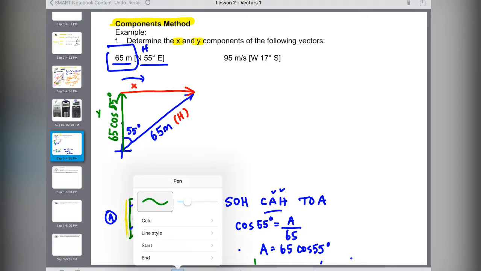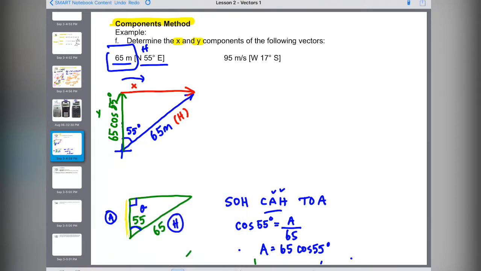If I want anything that is opposite, so if this is the side that I want, this is now the opposite side. Opposite and hypotenuse is my sine. So sine of 55 is opposite, which is what I'm solving for, over the hypotenuse, which is 65. Rearrange the equation for opposite. It's going to be 65 times sine of 55.